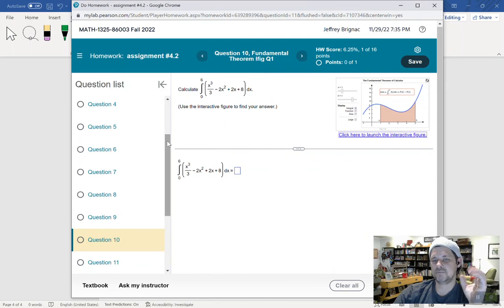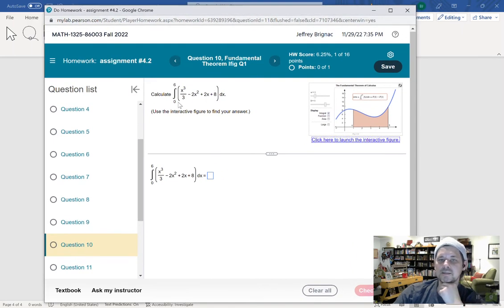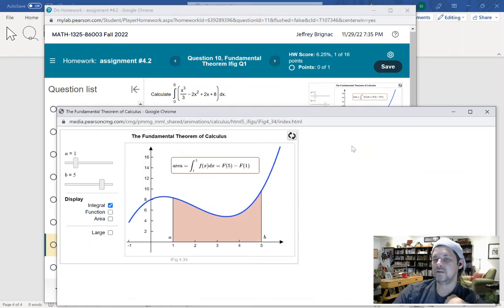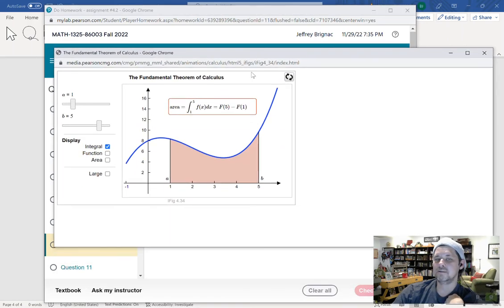So this is from the assignment that I'm making this video for. It says, calculate this definite integral but use the interactive figure to find your answer. Okay, so sure, I can work things out with pencil and paper like I've showed you so far, but it's definitely not hard to do it with technology either. So let's see. Here's a picture kind of like I've just showed you, all right?